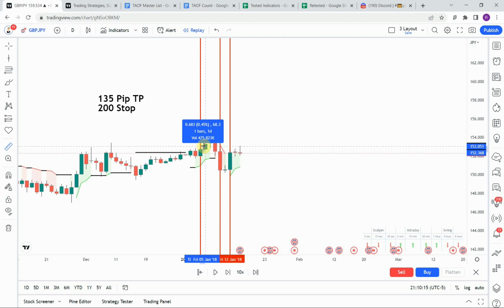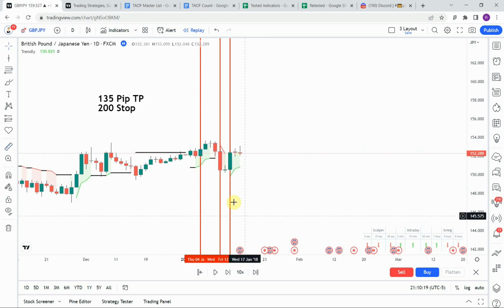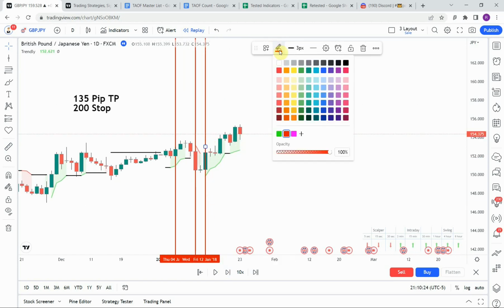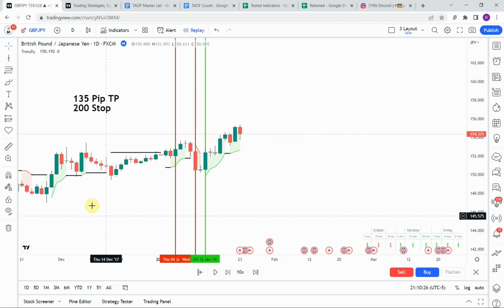So far it hasn't gone very far, just kind of went into consolidation, a few candles to the upside. Let's go ahead and play it forward a little bit here. Looks like that one's going to get us to our take profit. All right, let's go ahead and continue on.